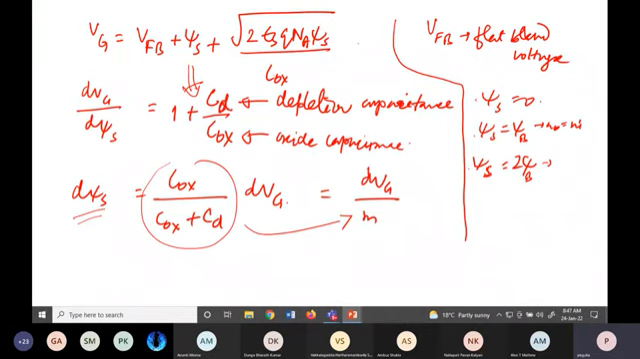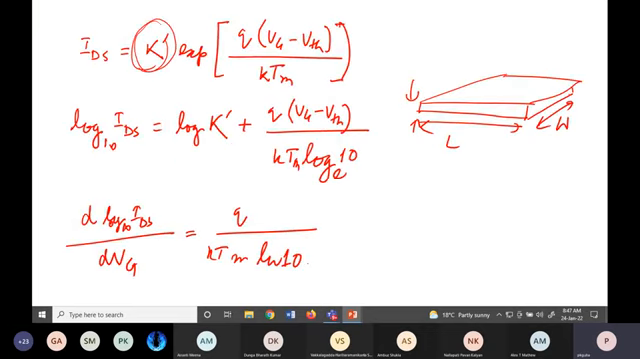K dash is a constant. If you want me to do it, then I will upload these particular steps in the notes in MS Teams. Is that okay? Will that do?